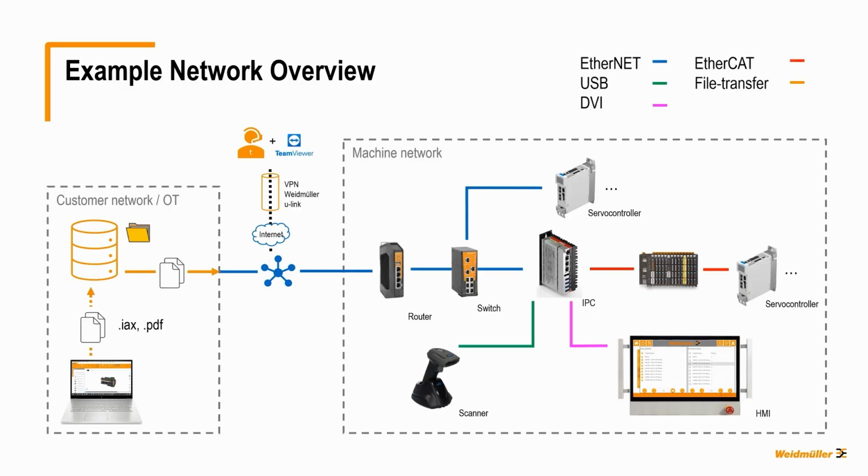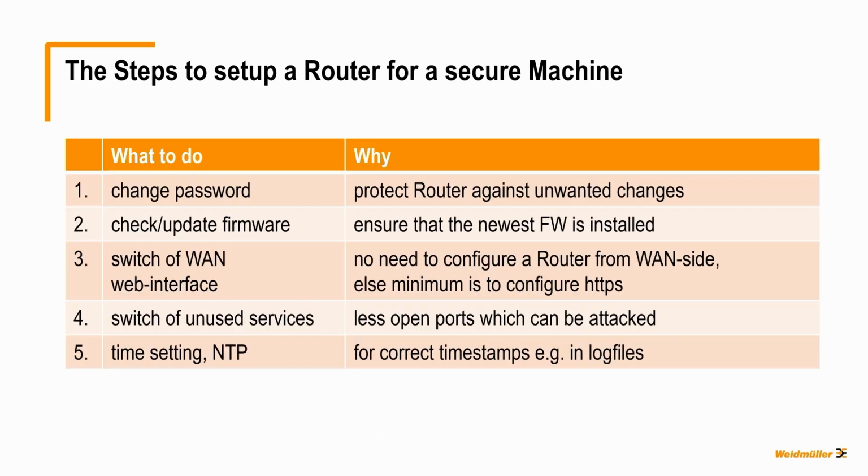All these different protocols are running over Ethernet. Well, there are a few steps to do to make your machine secure against hacker attacks from outside. First, consider changing the default password of your device. Second, check if the firmware is the newest one, and if not, please update it.